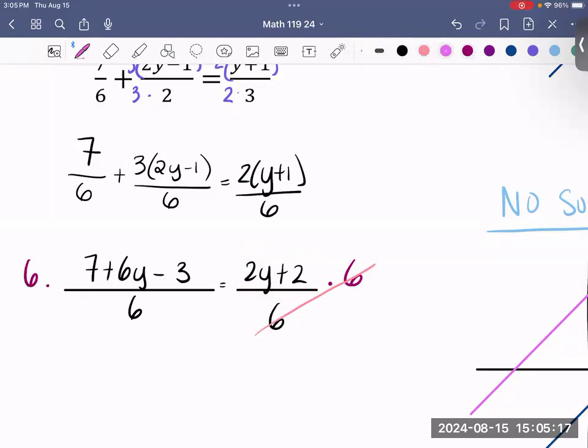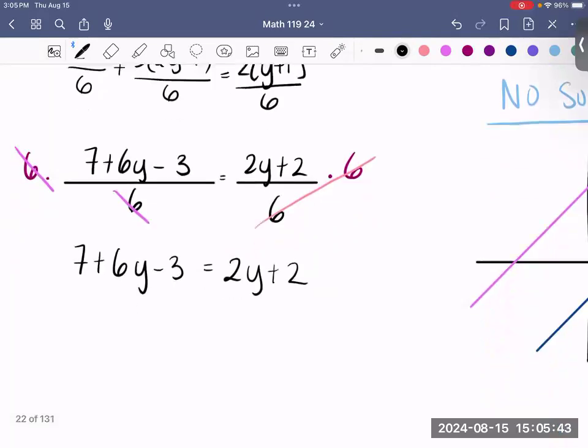And you'll notice on the other side, we have also canceled it out because there is a 6 on the other side. Now, the reason it does this is that now your numerator is equally balanced. You do not need your denominator any longer. So you're left with 7 plus 6y minus 3 is equal to 2y plus 2.